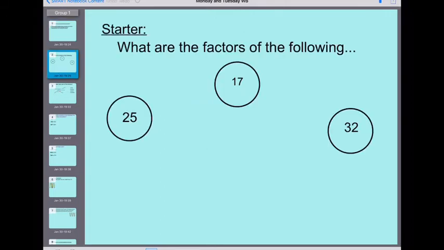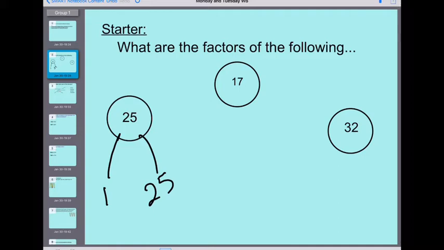You are looking for the factors of the following numbers: 25, 17 and 32. Now for those of you that can't remember what that means, I will find for you the first two for 25. So I'm going to share with you the number 1 and the number 25. They are factors of 25 because when I multiply them together, they make 25. Can you do the same, please? There's another one for 25, but can you do the same, please, for the others? So pause the video here, have a go, and come back to me when you're ready.